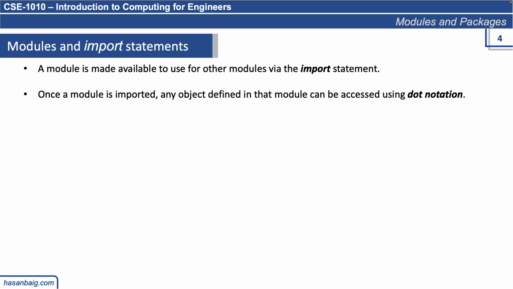We have already used the import statement before, like import math and importing any other module, but you are going to study in more depth what the import statement is and how it works. Once a module is imported, any object defined in that module can be accessed using dot notation. Let's take an example again. We have the same example, and this time we have named it names.py, and we have two variables defined in this module. first equals Larry and last equals David.